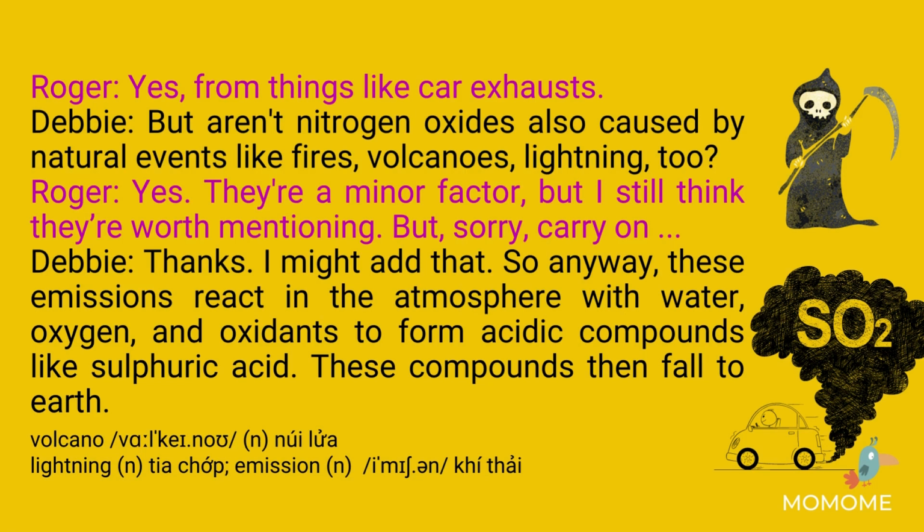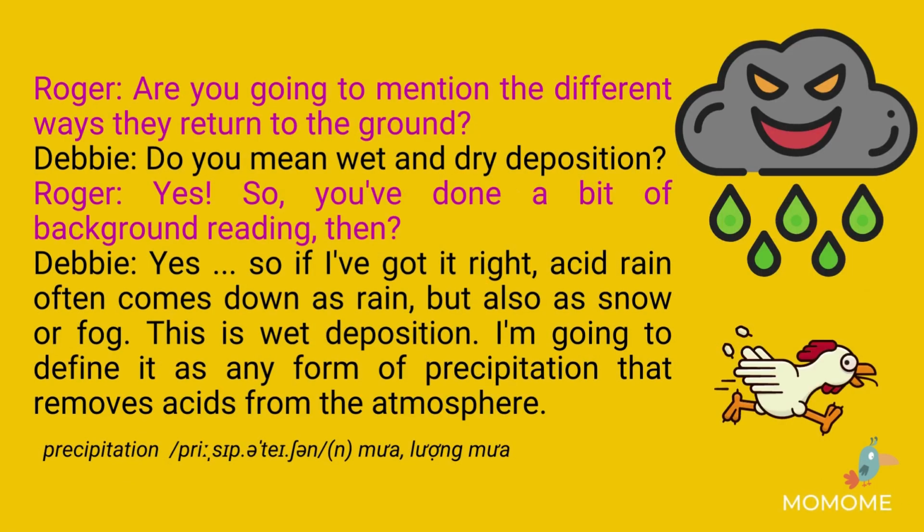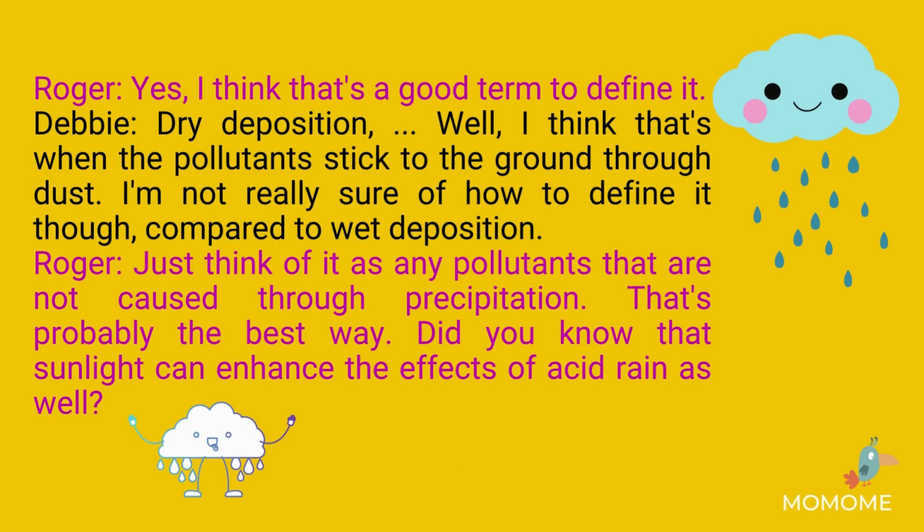I might add that. So, anyway, these emissions react in the atmosphere with water, oxygen and oxidants to form acidic compounds like sulfuric acid. These compounds then fall to Earth. Are you going to mention the different ways they return to the ground? Do you mean wet and dry deposition? Yes. So, you've done a bit of background reading then. Yes. So, if I've got it right, acid rain often comes down as rain, but also as snow or fog. This is wet deposition. I'm going to define it as any form of precipitation that removes acids from the atmosphere. Yes, I think that's a good term to define it.